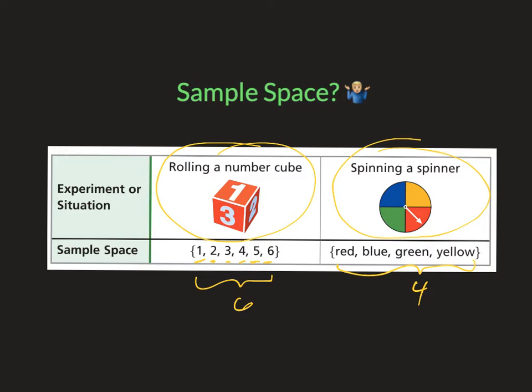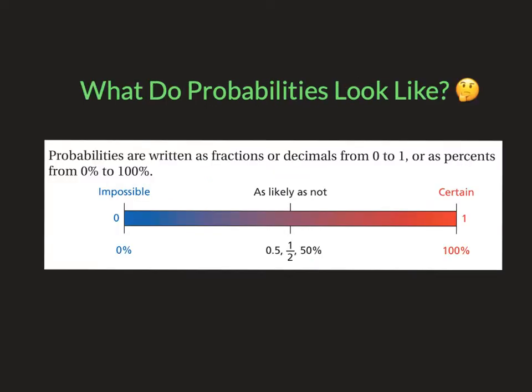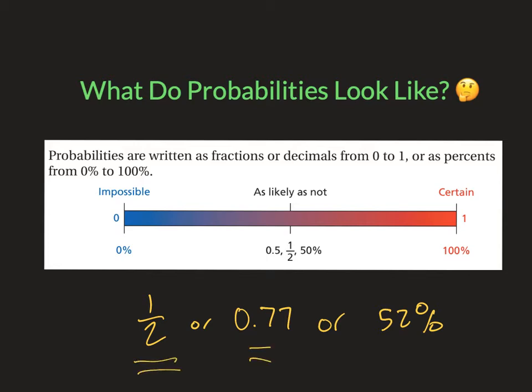Let's keep talking about probability. First of all, I want to make sure you understand what probabilities look like. When we write probabilities, they're going to come in one of 3 forms. They might be a fraction, like 1 over 2, or they might be a decimal between 0 and 1, like 0.77, or they might be a percent between 0% and 100%, like 52%. So be ready to see probabilities in any of these 3 forms. For the most part, we'll start by just making fractions.